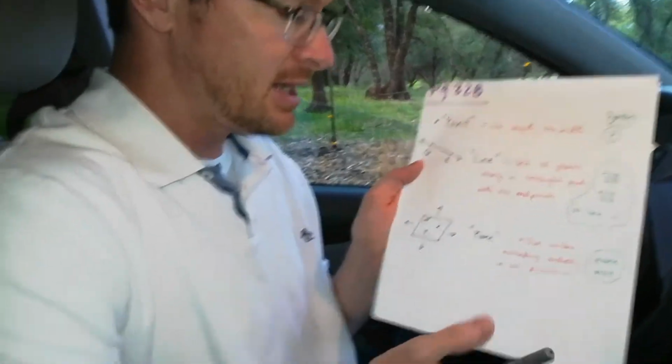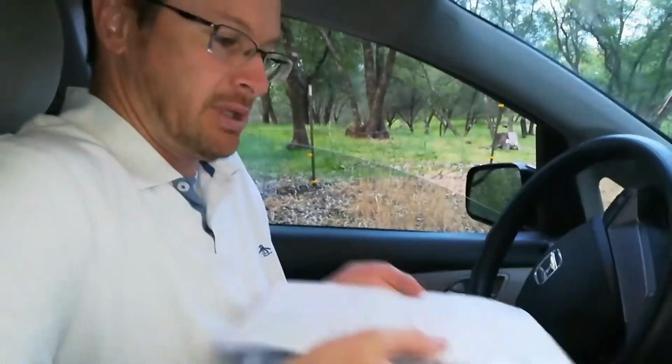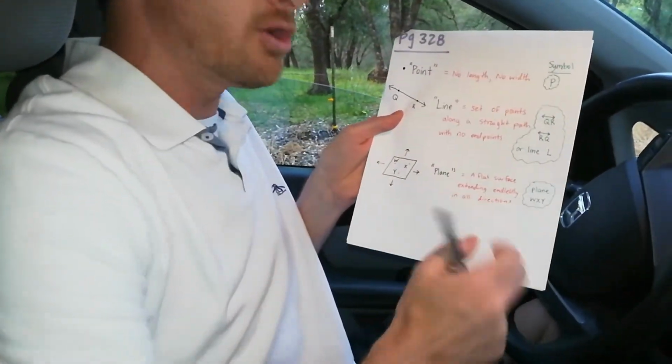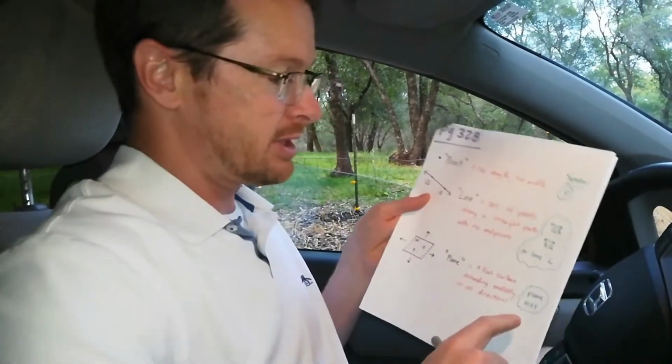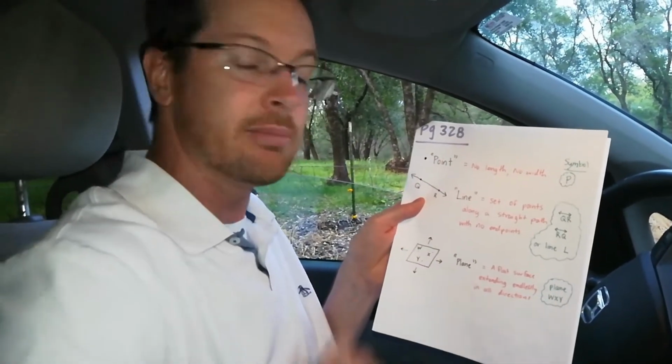And then last thing is a plane. A plane is a flat surface, like this piece of paper is a plane, right? And it goes on in all directions. So a flat surface extending endlessly in all directions. It's like the whiteboard would be a plane. The ceiling would be a plane. And you could look at that as like plane, there's points in it, W, X, and Y. So there's a plane WXY.